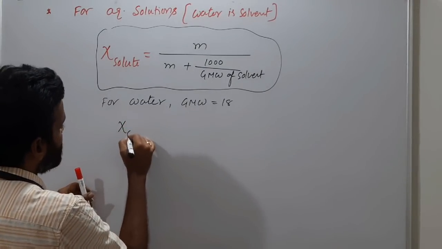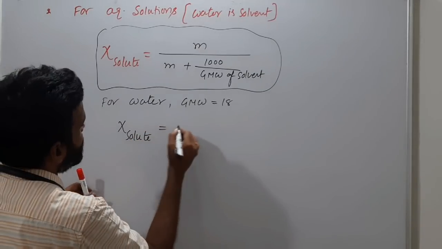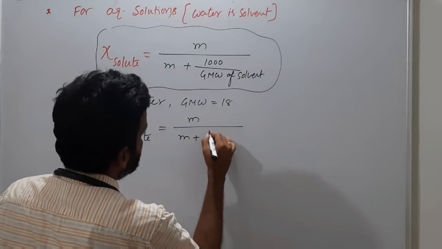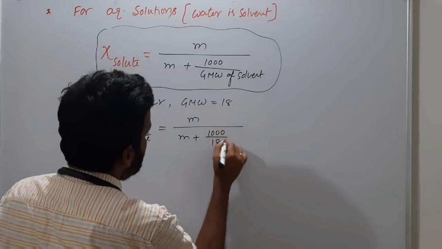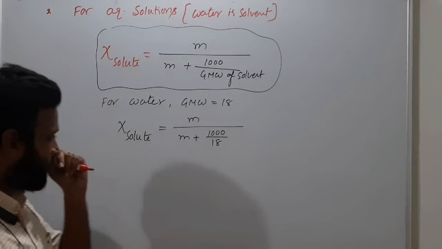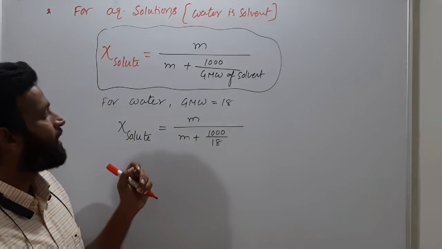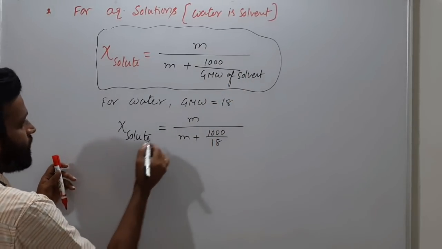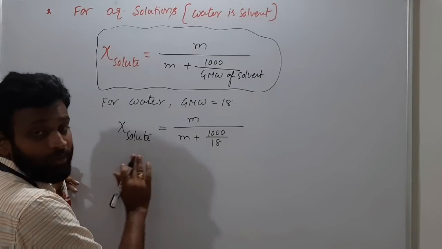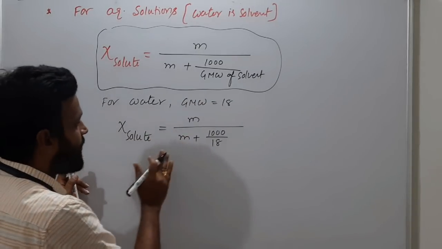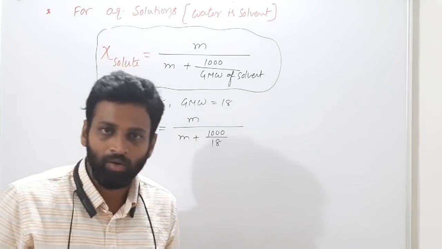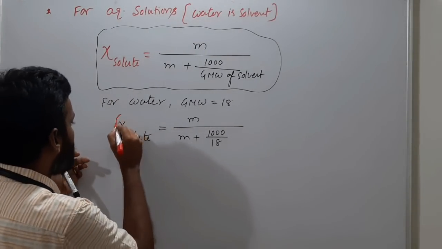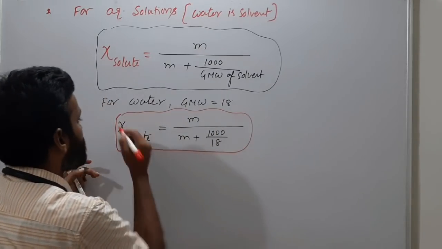So what is mole fraction of solute? Mole fraction of solute is equal to molality by molality plus 1000 by 18. Why was 1000 by 18 considered? Because of the gram molecular weight of the solvent. So this is the formula for water, the relation between mole fraction of solute and molality for water as a solvent, for aqueous solutions simply. You can use this formula for solving numericals.